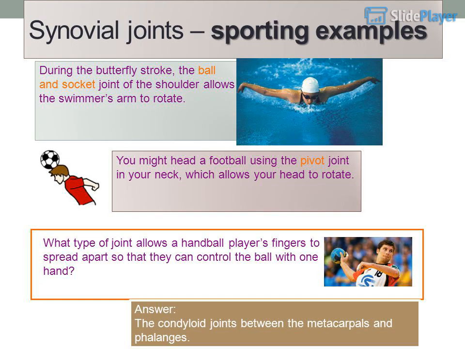Synovial joints, sporting examples. During the butterfly stroke, the ball and socket joint of the shoulder allows the swimmer's arm to rotate. You might head a football using the pivot joint in your neck, which allows your head to rotate. What type of joint allows a handball player's fingers to spread apart so that they can control the ball with one hand? Answer: the condyloid joints between the metacarpals and phalanges.